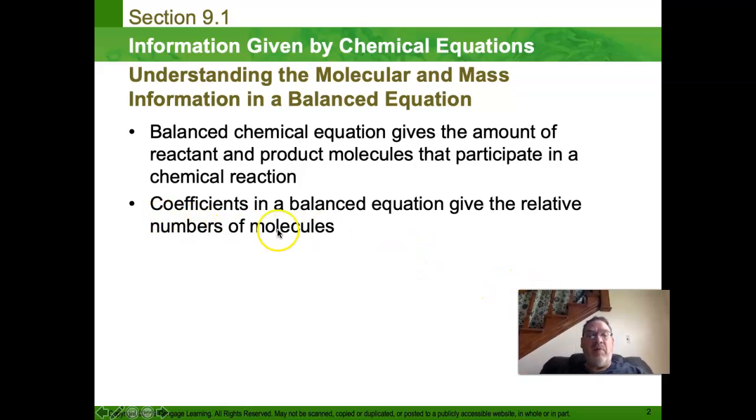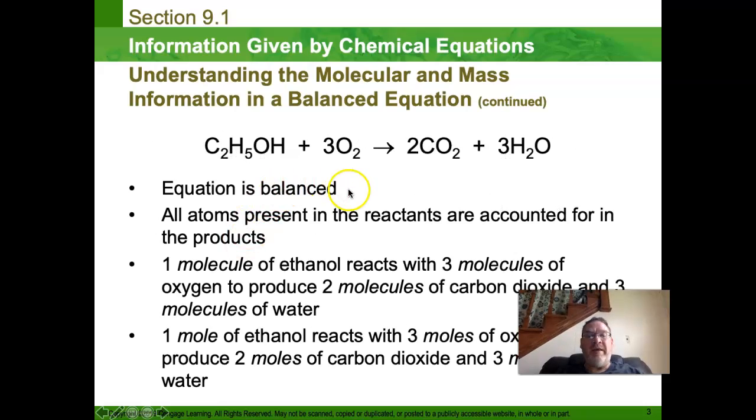And the thing I want you to remember, when we were balancing chemical reactions, we used those coefficients. And at the time we said the coefficients, as you can see here, give the relative number of molecules. Well, we can take that a step further. Again, know the definition of a mole. 1 mole of any substance contains 6.022 times 10 to the 23rd atoms or molecules of that substance.